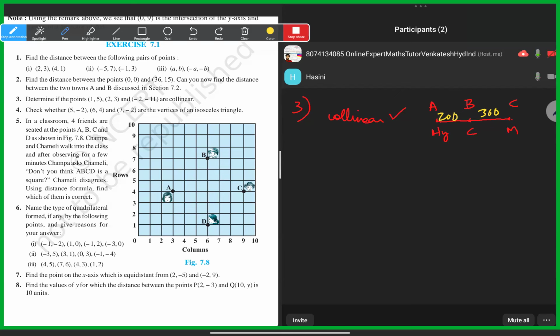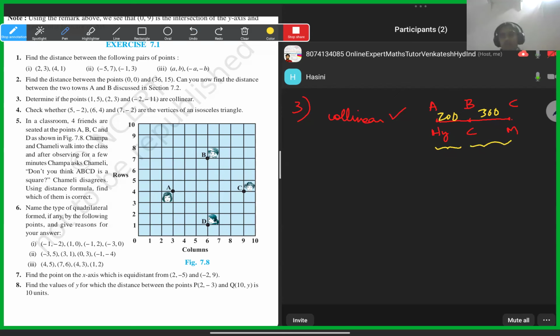No, Hasni, I'm normally asking. Suppose Hyderabad to Chennai it is 200. Chennai to Mumbai it is 300. Hyderabad to Mumbai will be how much, Hasni? Hyderabad to Chennai is 200, Chennai to Mumbai is 300, so it will be 300 plus 200, 500? Yes, Hasni. Now I got it. So if 3 points are collinear, and you add the individual distances between them, you should get the total distance. Then only we can say that those points are collinear.